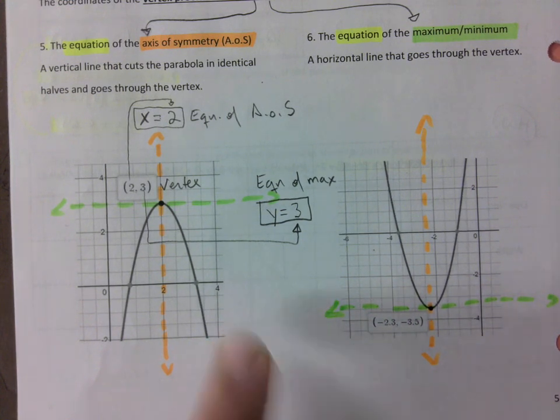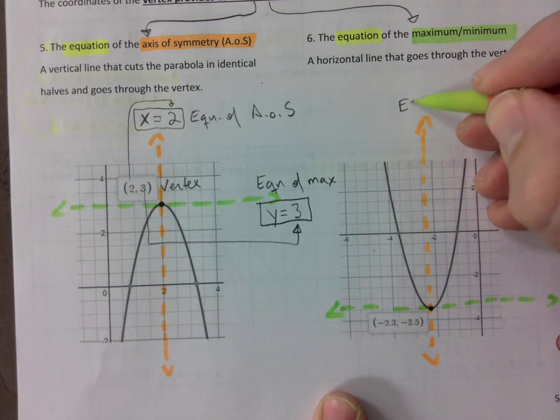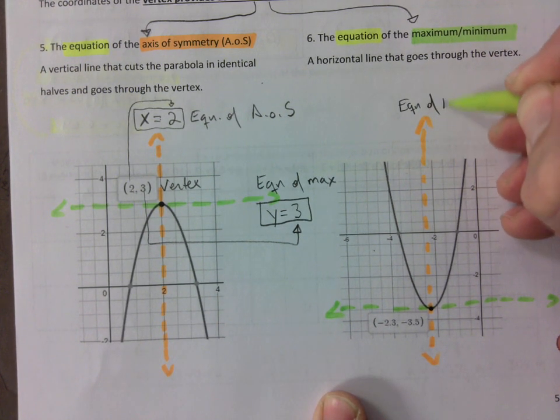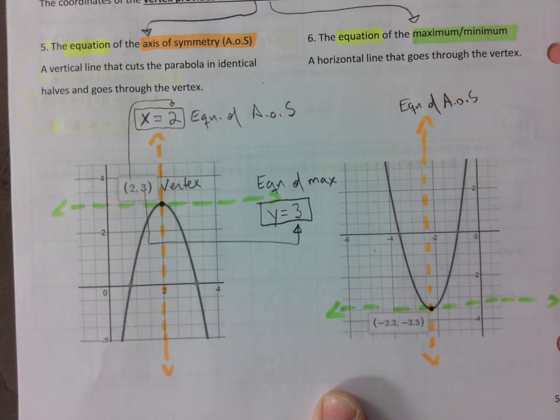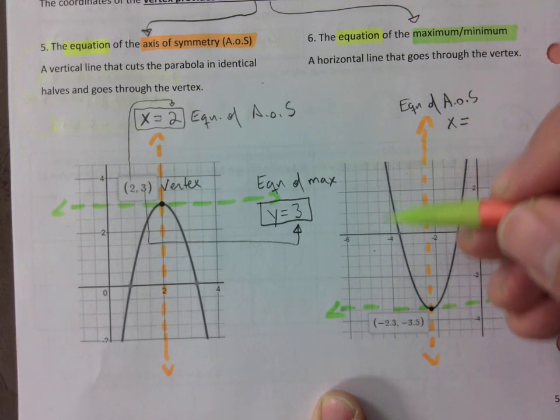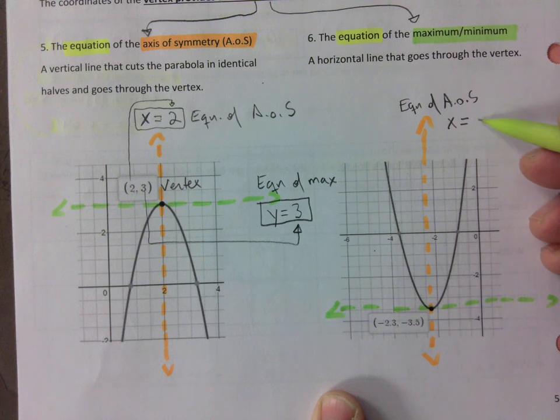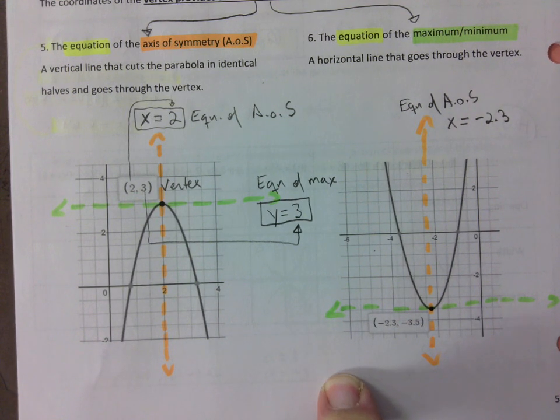It would be min in this case, right? It would be min. So this is still the equation of the axis of symmetry. And what would it be? X is equal to, let's go to your vertex, negative 2.3. And this gets ugly. These numbers are going to be ugly, get used to it. It's going to be all right.